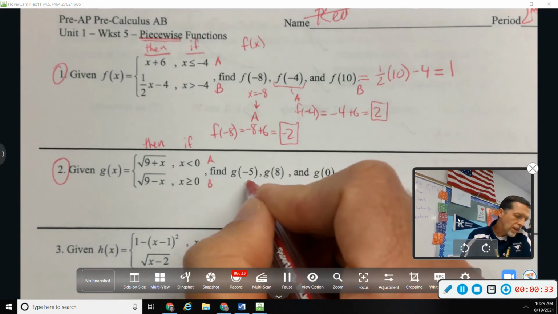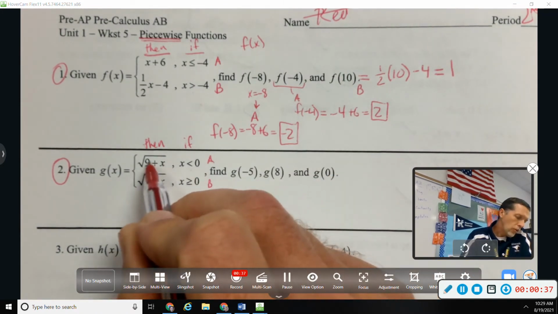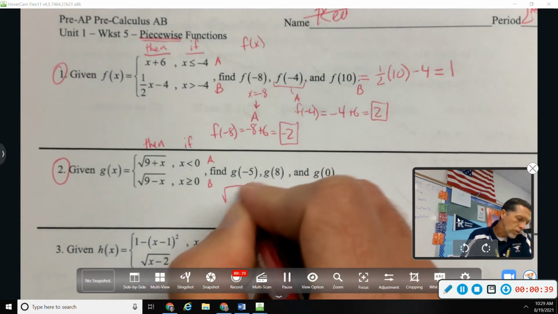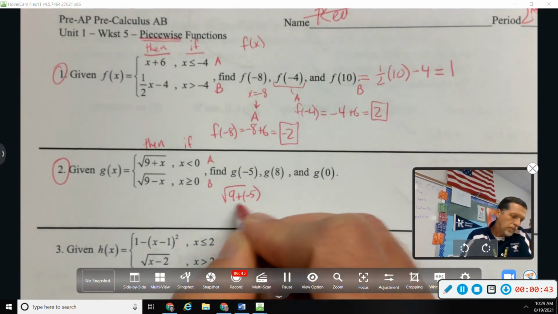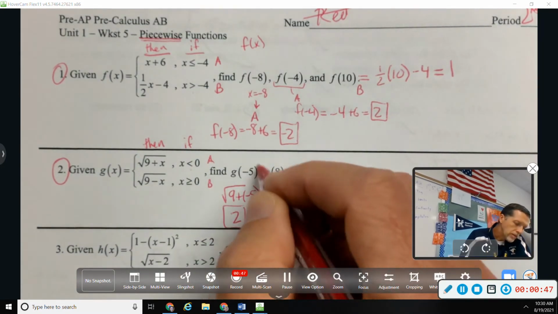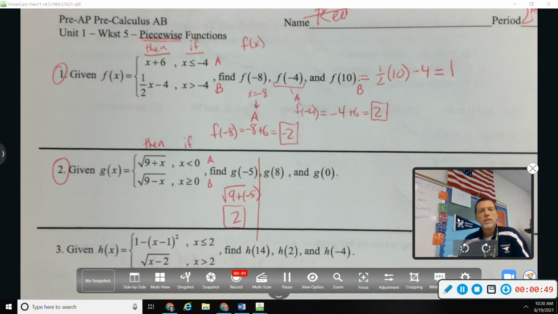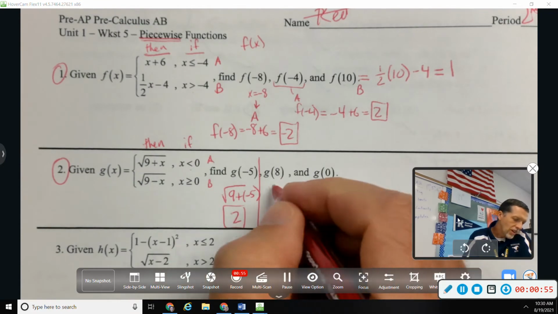So g of negative 5, well, negative 5 is less than 0. Therefore, we'll use square root of 9 plus negative 5. 9 minus 5 is 4. Square root of 4 is 2. G of 8. Well, 8 is bigger than 0.